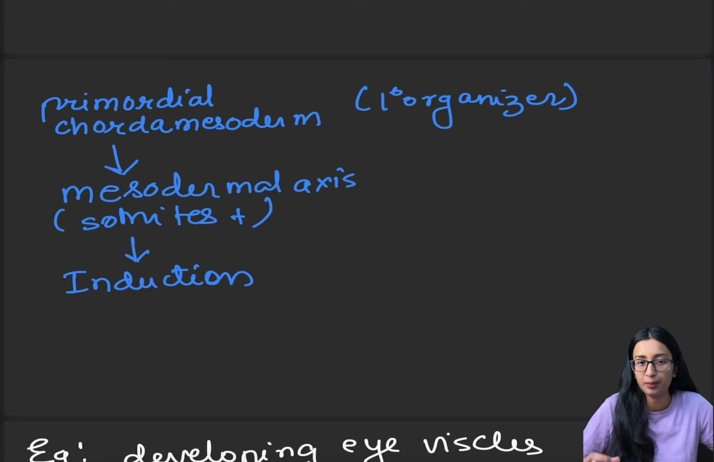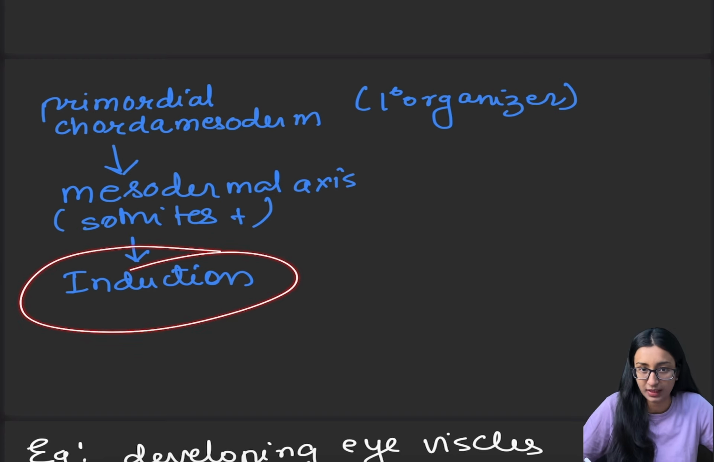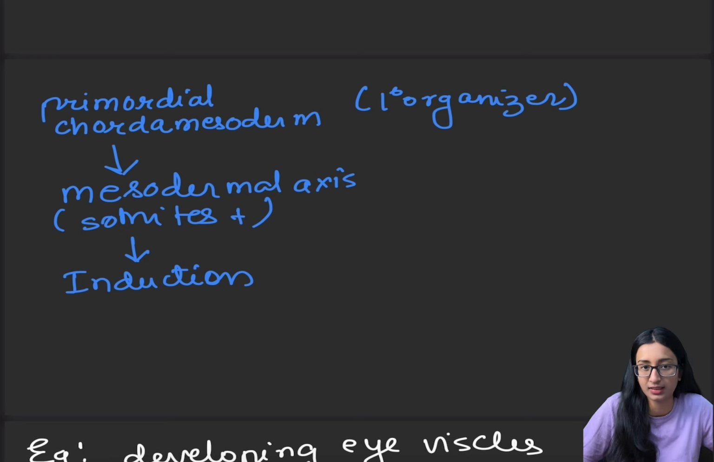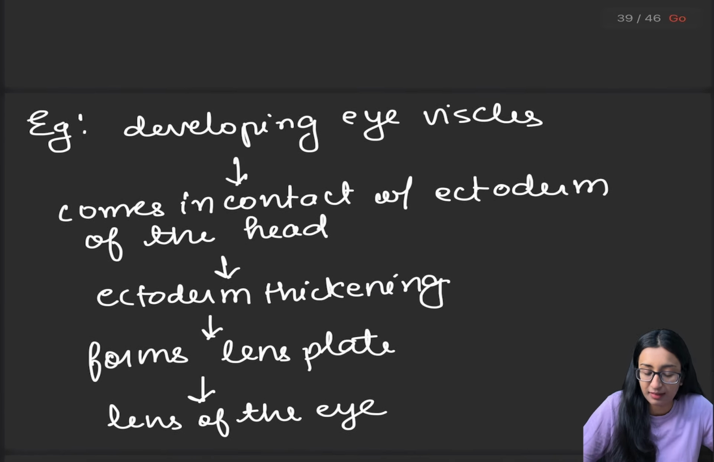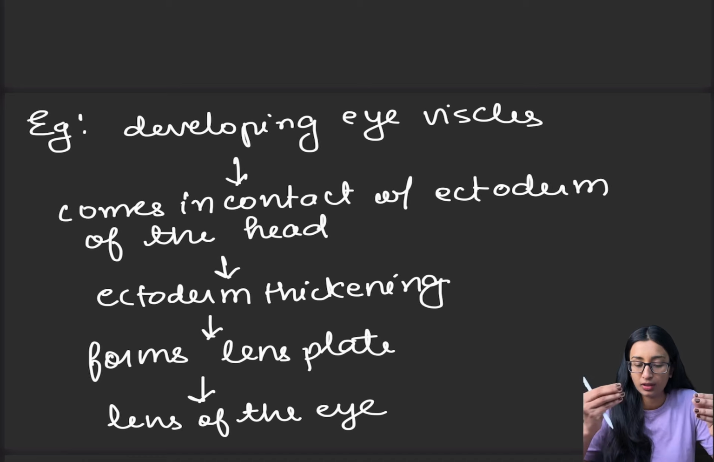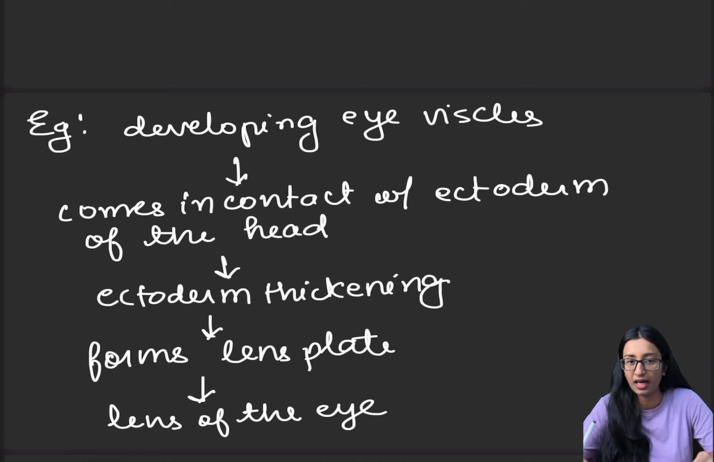And here, segmentally present, are somites. These somites, after the induction phase, will lead to the formation of other cells, or cell differentiation will take place. For example, there is a developing eye vesicle that comes in contact with the ectoderm of the head. The ectoderm here will get thickened, and there will be the formation of a plate, and this forms the lens of the eye. And now there is one more foci, the lens of the eye, which will lead to the differentiation of other cells. So this process is always ongoing.